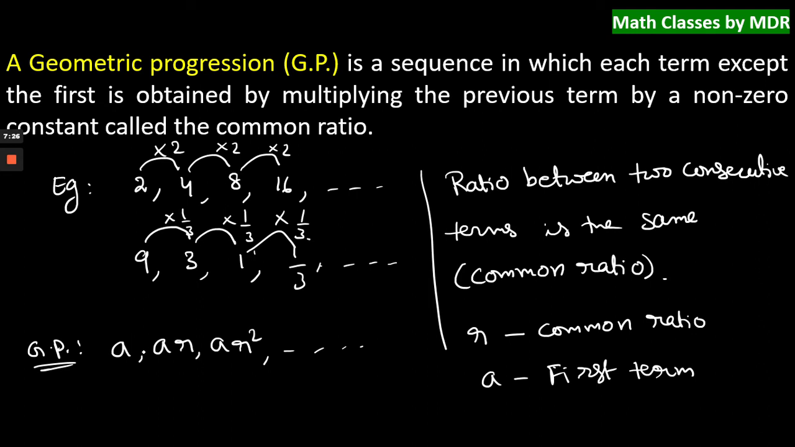See, the ratio between any two consecutive terms, we should always take the present term to the previous term. The ratio between the present term to the previous term is constant, and that is equal to R here. This is known as a geometric sequence. Now let us try to find the nth term of an arithmetic sequence and the nth term of a geometric sequence.